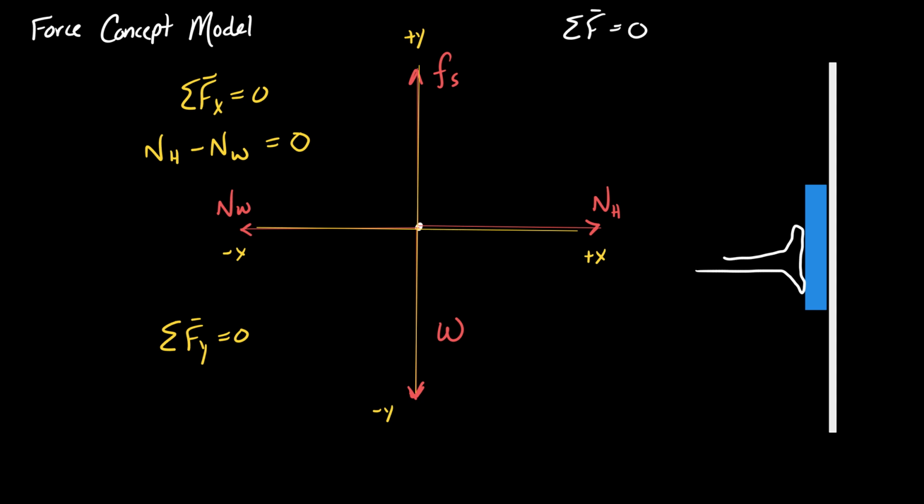Similarly, in the y direction, I have two vectors. I have the frictional force in the positive y direction. I have the weight in the negative y direction. So I will make the weight negative and the frictional force positive. I will sum them and set them equal to 0. So what I have done now is I've generated two relationships that, depending on my situation, could be used to solve whatever our question is.